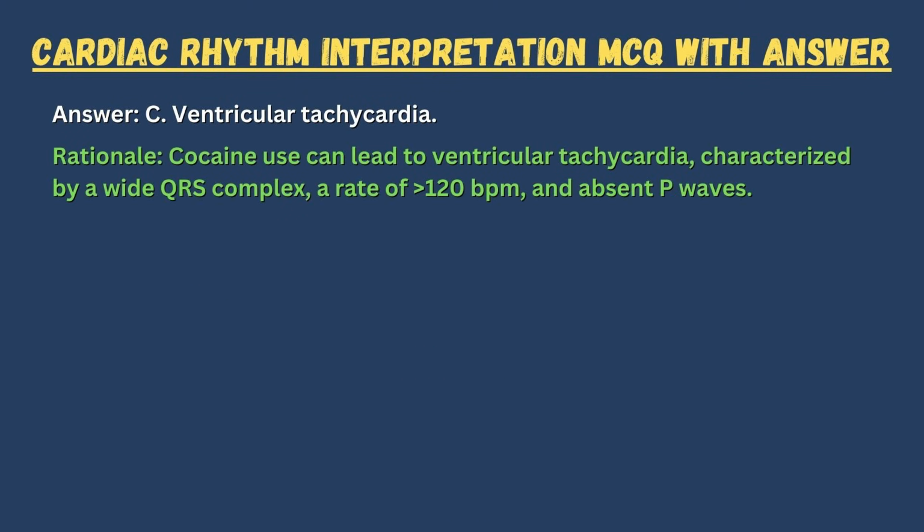Answer: C. Ventricular tachycardia. Rationale: cocaine use can lead to ventricular tachycardia, characterized by a wide QRS complex, a rate of greater than 120 BPM, and absent P waves.